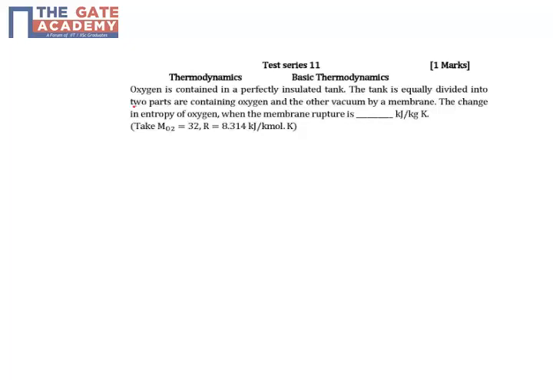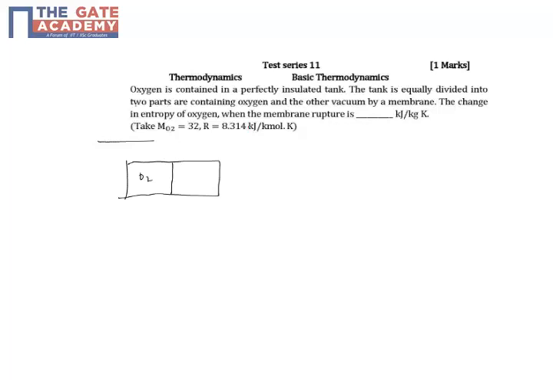Let us discuss a question from thermodynamics. You have oxygen in a perfectly insulated tank. Initially you have oxygen on one side of the partition, and it's a perfectly insulated tank, so there is no heat transfer. The two parts of the tank contain oxygen and are separated by a partition.